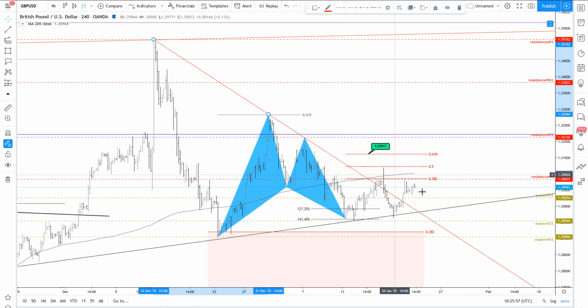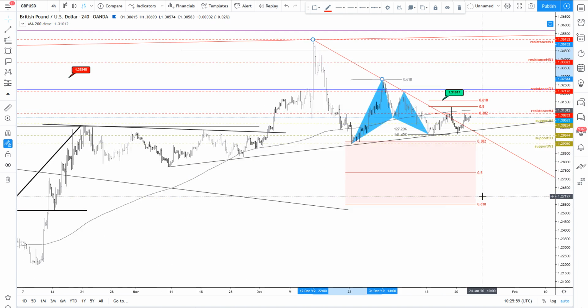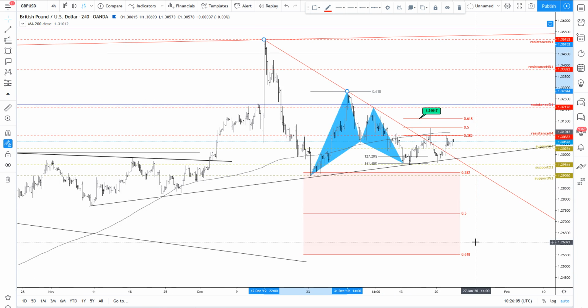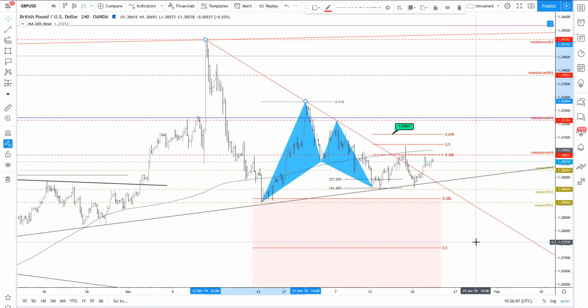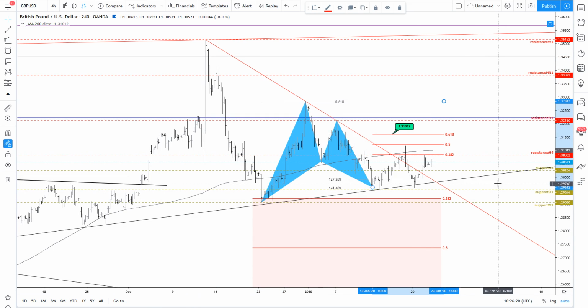So nothing specific here for the cable. In fact, I will say I'm neutral at this point for the cable. Nothing in terms of advanced pattern formations. There's nothing specific to pay attention to. I will not ignore the possibility of trading the second target for the pattern. Let's wait and see what will happen from here. But nothing very specific.